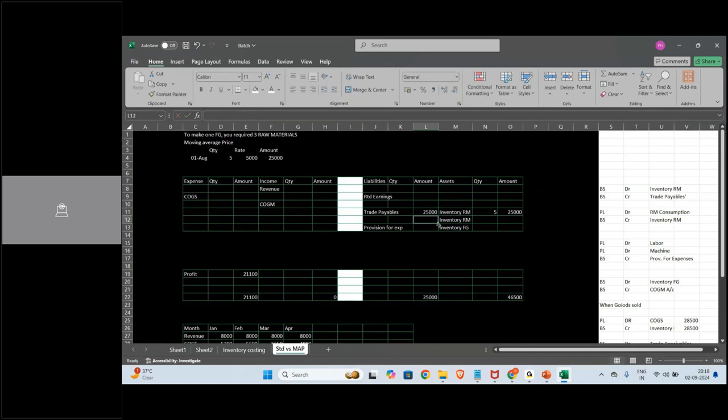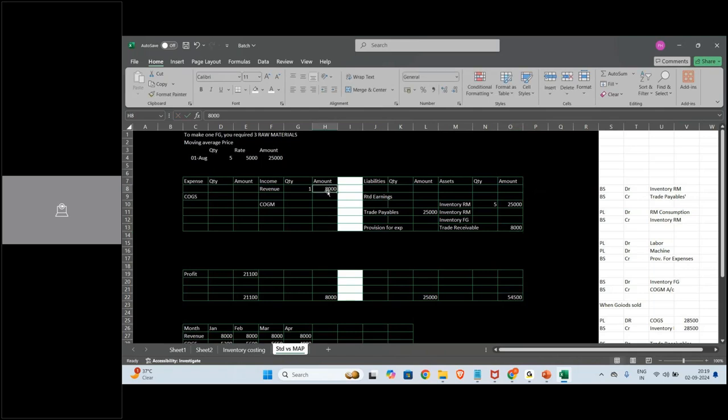Agreed? I am selling each unit at 8,000. Every unit I am selling at 8,000. One unit, 8,000. So what is the entry? When I sell, there are two sides of the entry. One is the inventory side, one is the revenue side. In the revenue side, what will happen? Debit your customer, which is trade receivable. How much should I debit for one unit? 8,000. And revenue is 8,000.